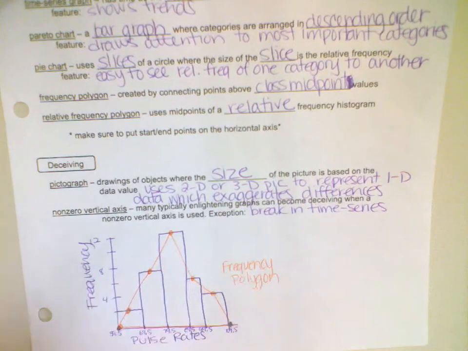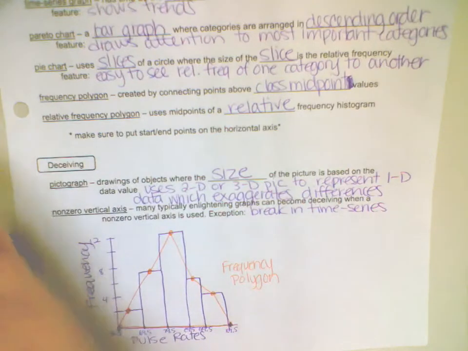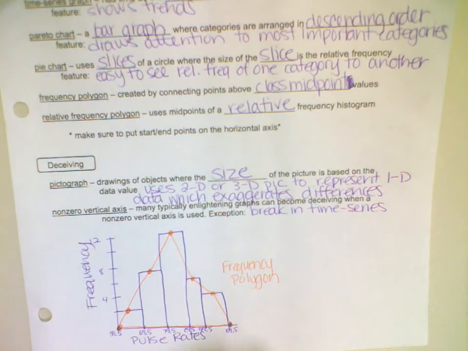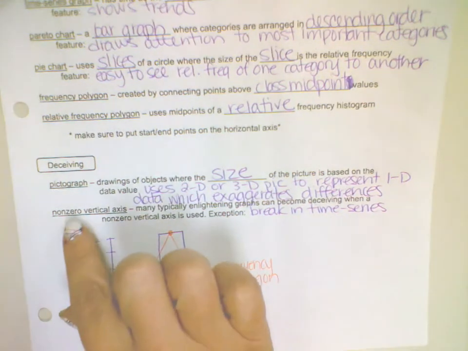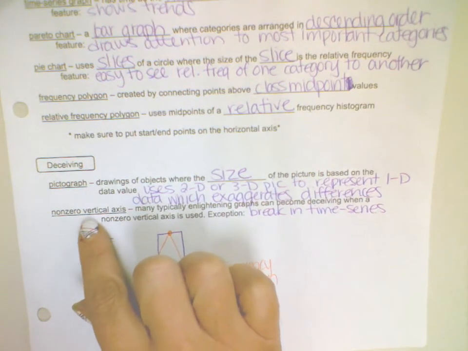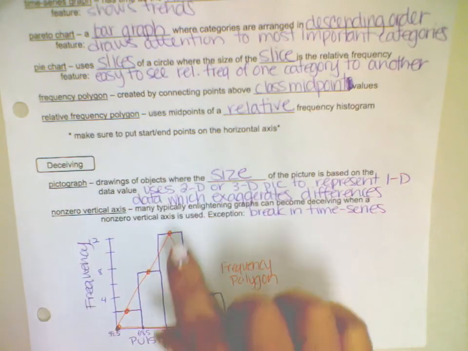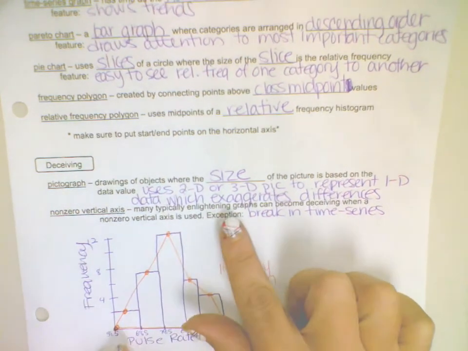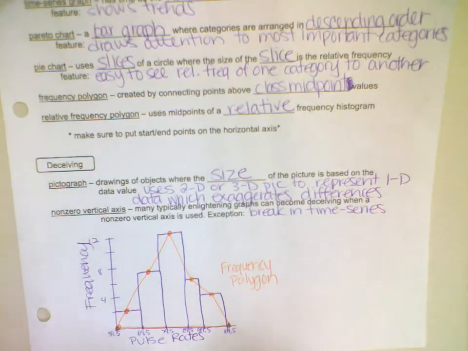All right, then the very last definition, non-zero vertical axis. This isn't a type of graph that's deceiving. It's a way that even good graphs can be made to look deceiving. And make sure that you do the reading because they've got pictures to illustrate this in your text. So typically, enlightening graphs can become deceiving when a non-zero vertical axis is used.